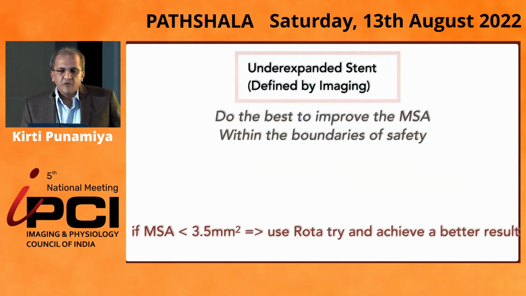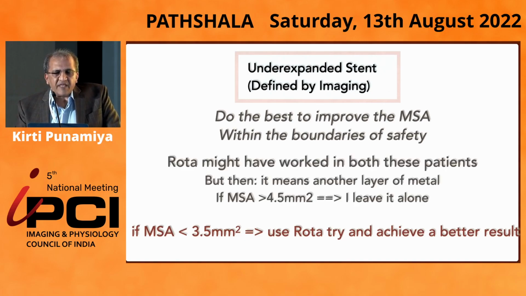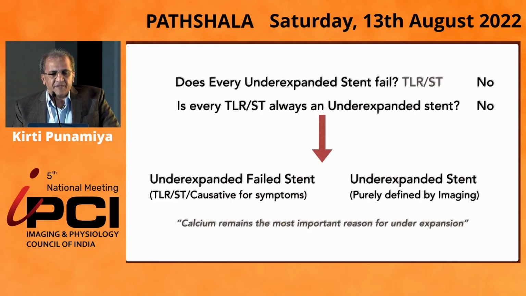But what we need to do is do the best to improve the MSA within the boundaries of safety. And I think the boundaries of safety are very important when we're doing a procedure. We don't want to have a perforation. Rota might have worked in both these cases, but that means that you have to then use a second layer of stent and metal. And if the MSA is more than 5.5, I tend to leave this alone. If the MSA was less than 3.5, we could try to use a rotoblator, and we have done that in the past and achieved a better result.